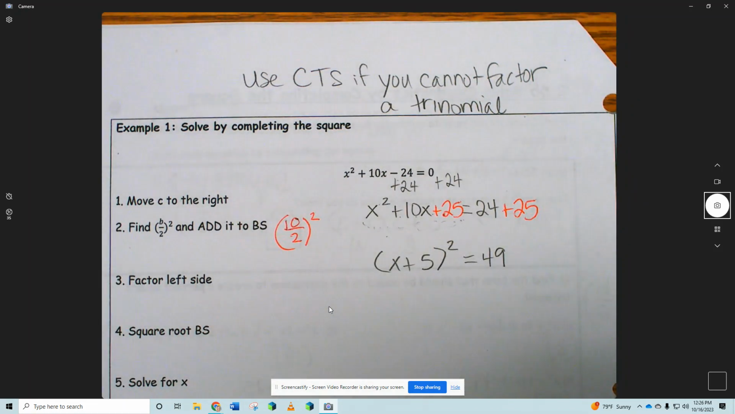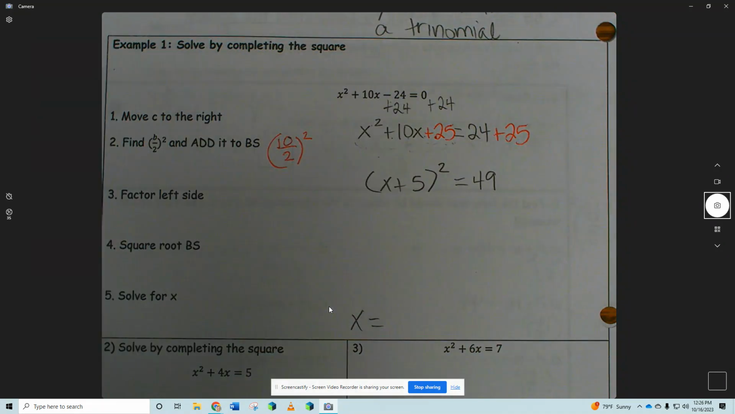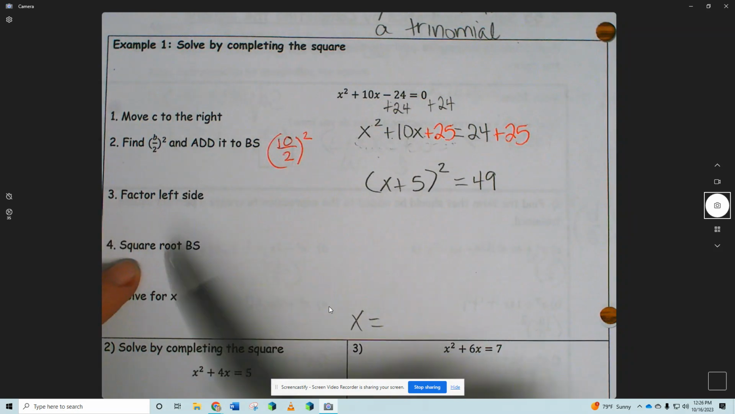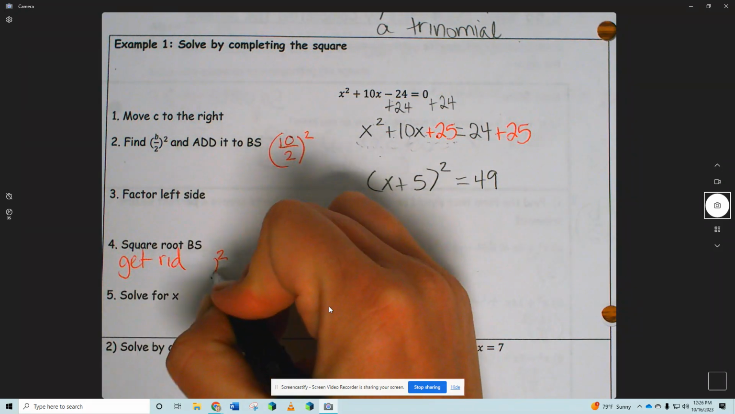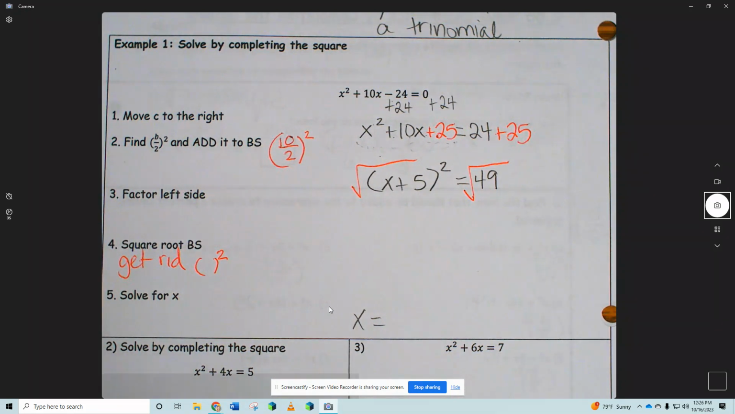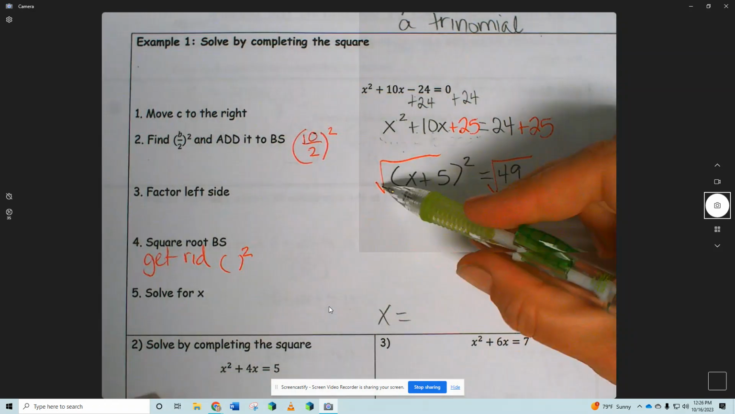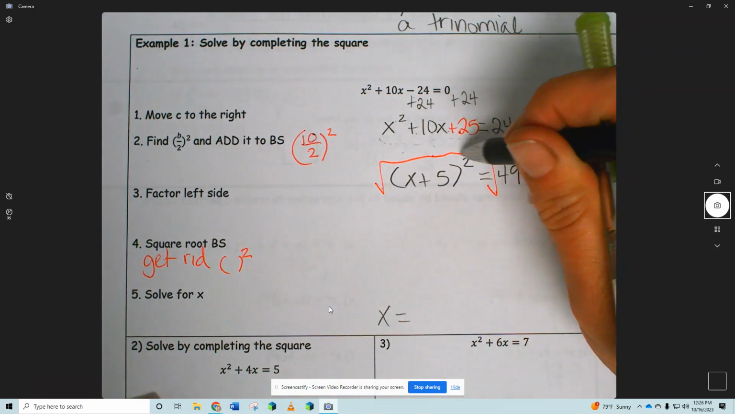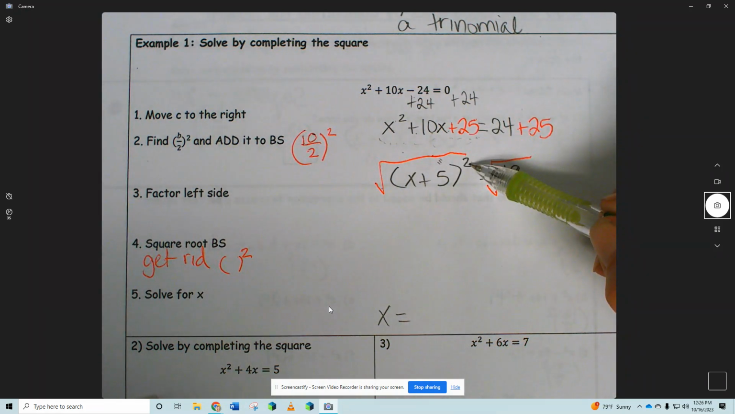You're trying to get x alone, which means I want to get rid of that squared and I want to get rid of the 5. My end answer needs to be x equals. So I'm slowly getting rid of things. Square root both sides, and that gets rid of the squared, right? So square root both sides. Now, square root and squared cancel each other out. True? Yes. That's why I square rooted it, to get rid of the exponent.